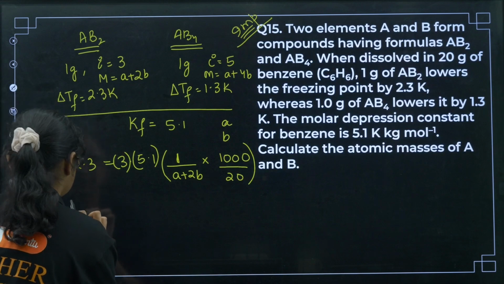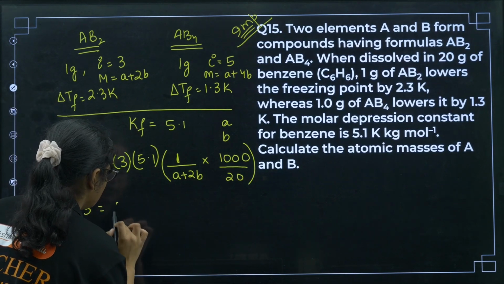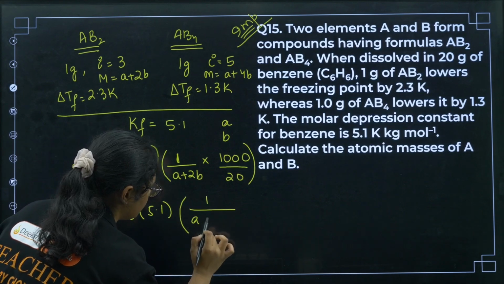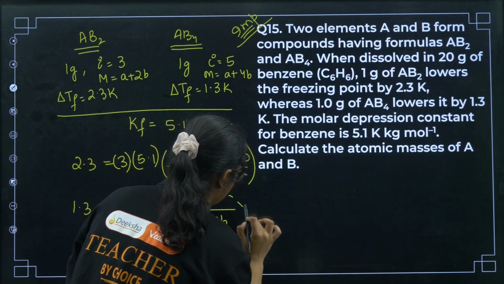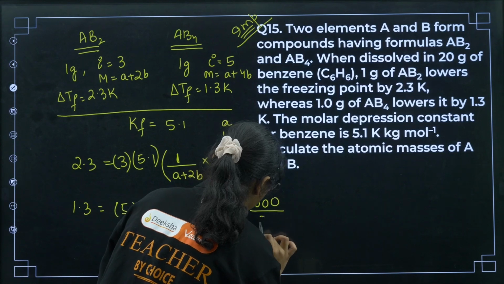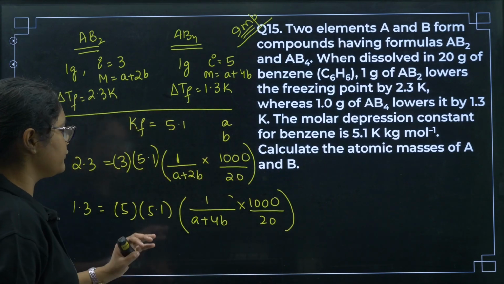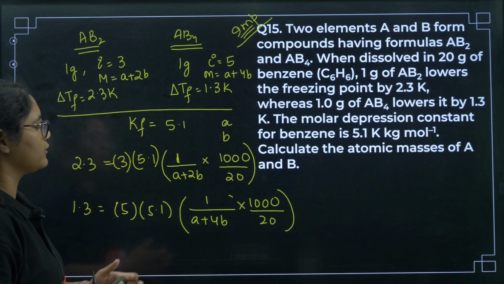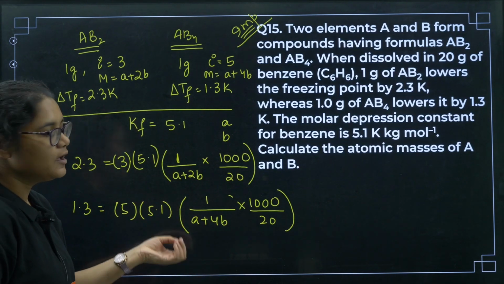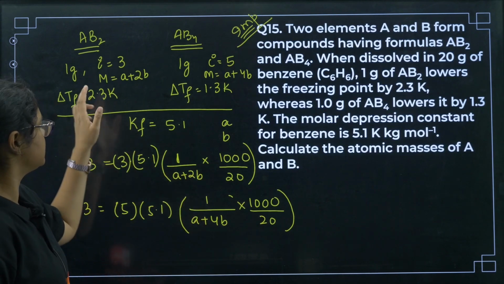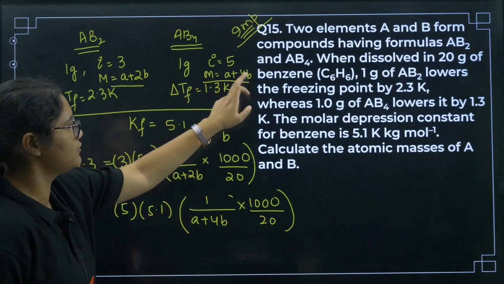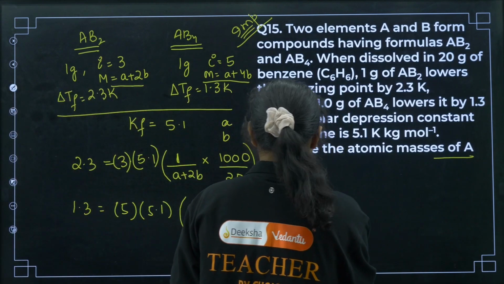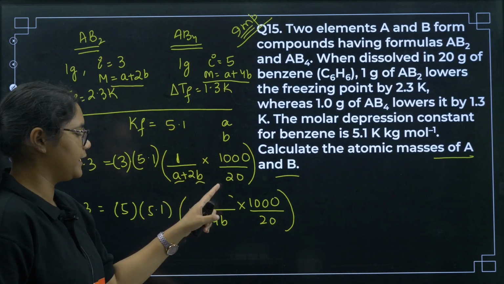Now coming to the second equation, it is 1.3 is equal to 5 into 5.1 into 1 by A plus 4B into 1000 by 20. Now using these two equations, two unknowns are there, you have to calculate the values of A and B. Once you calculate A and B, you can substitute and calculate the molar masses of AB2 and AB4. They are only asking you to calculate the atomic masses of A and B.